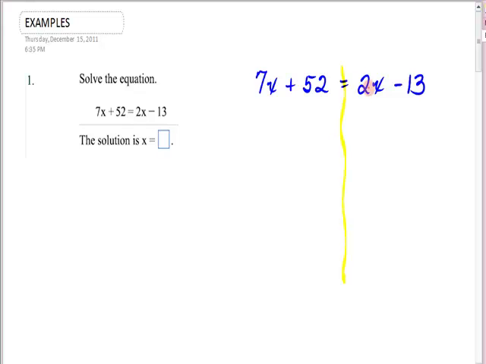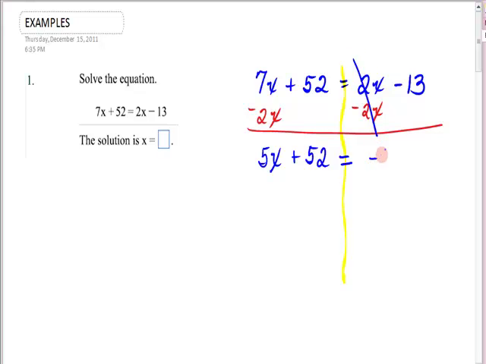I'm going to get rid of the smaller one. It's a positive 2x, so I'm going to subtract 2x using my underneath shorthand notation. 7x minus 2x leaves you with 5x on the left. Bring down your plus 52. Equal sign. Those cancel out, and you're left with negative 13. Don't forget its sign when you bring it down.